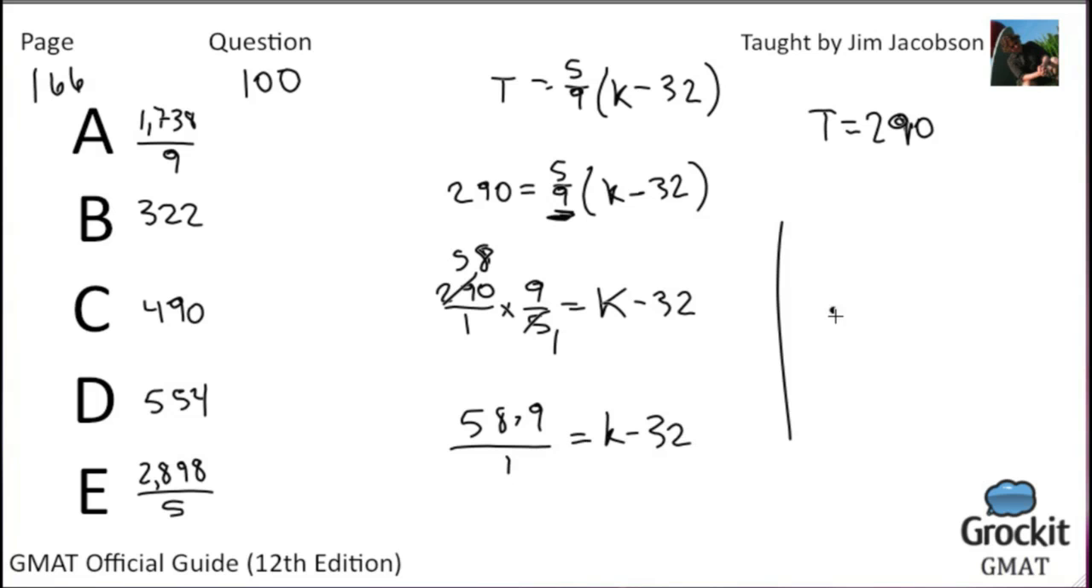So we multiply it out. 58 times 9 equals 522 equals k minus 32. And at this point, we actually don't even have to do any more math. There's only one number that starts with a 5 in the answer choices. That's answer choice D. But just to be thorough, 522 plus 32 equals 554 equals k.